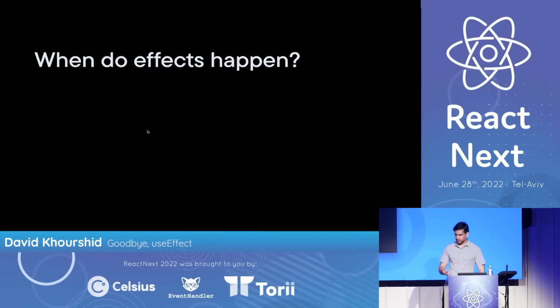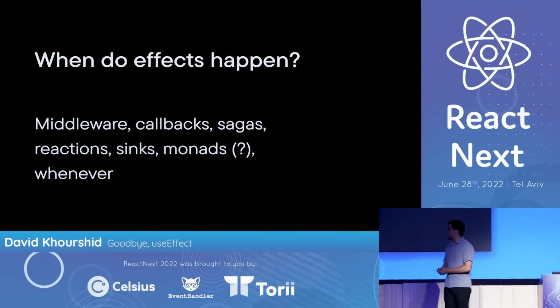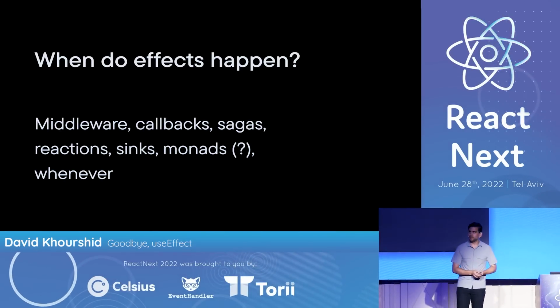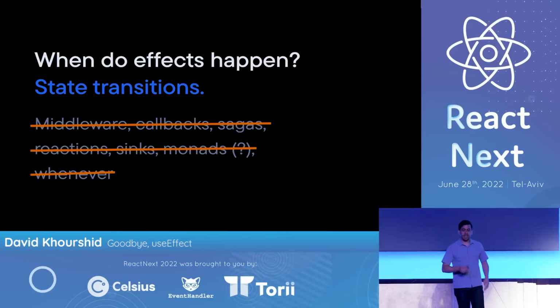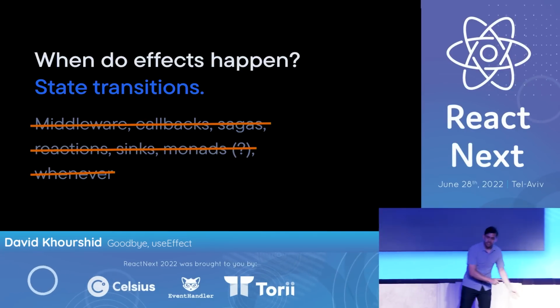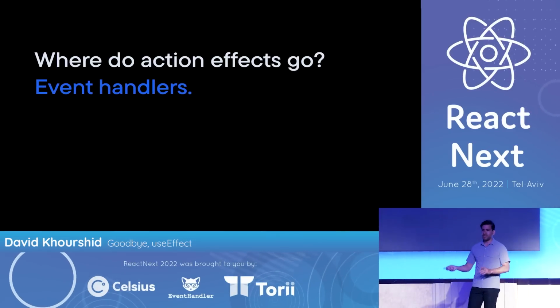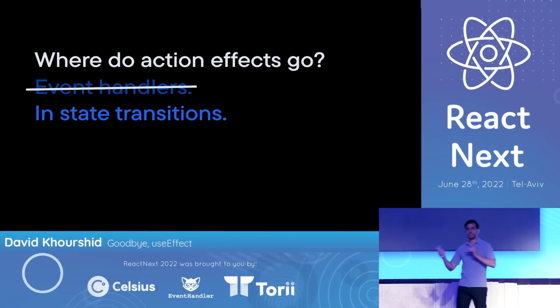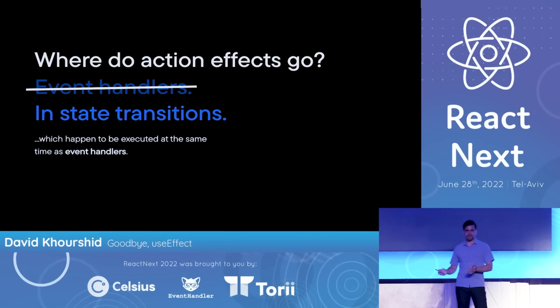All right, so this is all to say, when do effects happen? There's many places effects could happen, right? Middleware, callbacks, Sagas, reaction syncs, monads, things like that. No, they happen in state transitions always. And so where do these action effects go? Not event handlers, but in state transitions, which happen to be executed at the same time as event handlers.